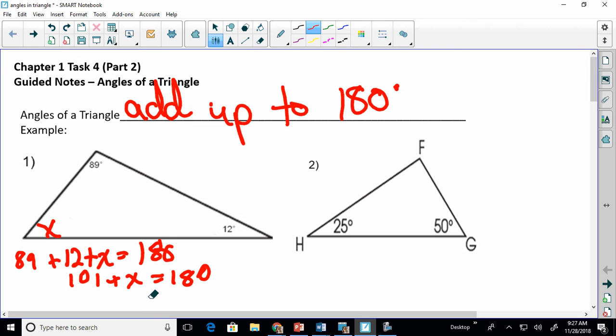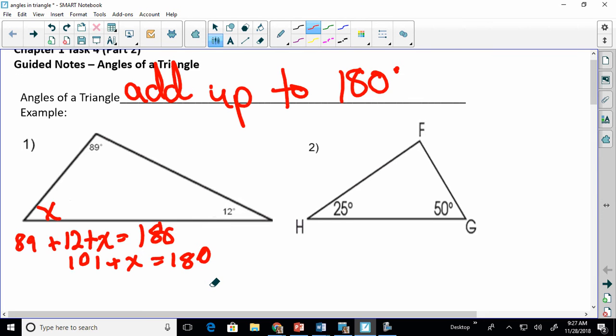That is just a one-step equation. So instead of adding 101, you'd have to subtract it from 180. So you would end up with x is equal to 79 degrees. So this little blank here, instead of x, this would be 79 degrees. If I needed to check it, I would add these 3 angles together, 79 plus 89 plus 12, to get 180 degrees.